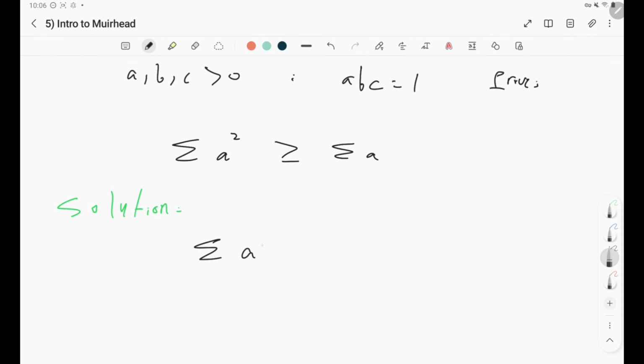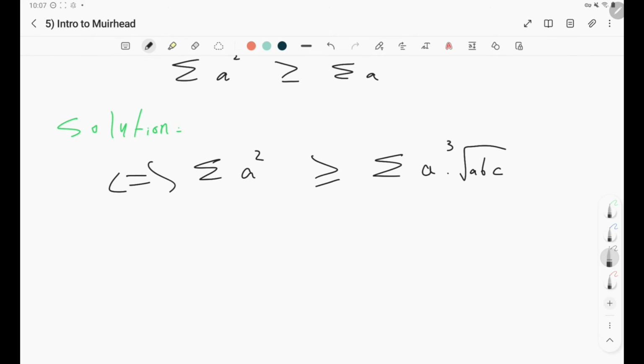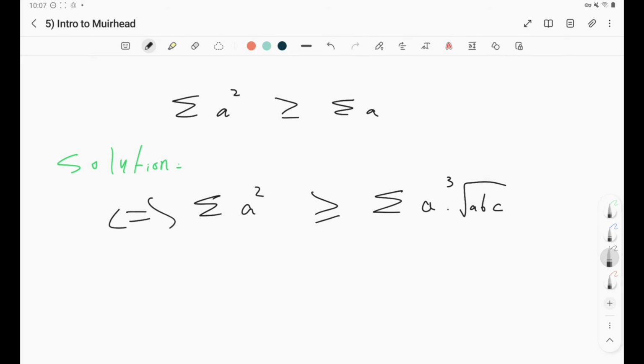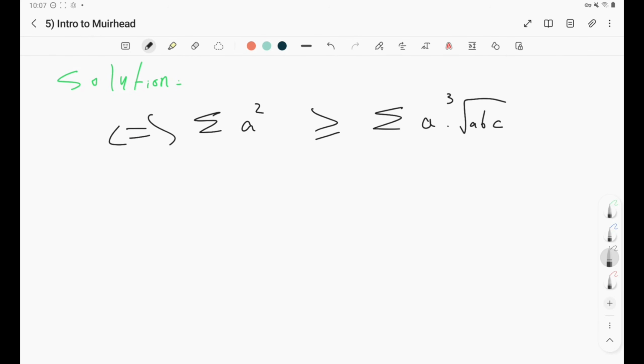So that means this is the same as showing sigma A times cubic root of ABC. Guess what? Now, if you think about it, of course we're done with the condition. We can forget totally about ABC equals 1. Now we just need to show this inequality. Now if you think about Muirhead here, it's 2, 0, 0. But what about the RHS? How can we handle roots here?